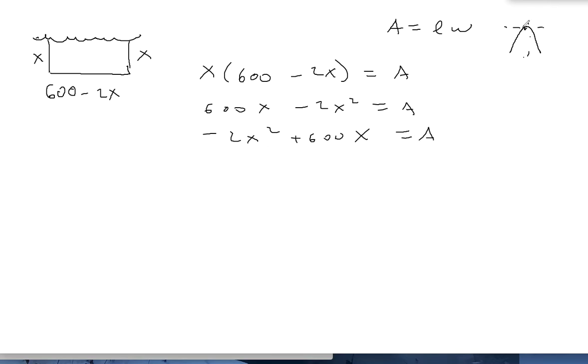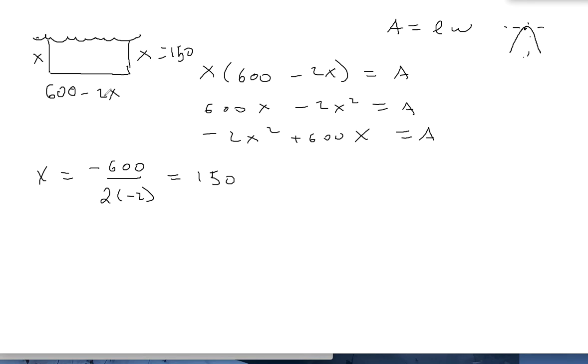And we want to find the vertex, and so it came out a negative x squared, so that's an upside down parabola. So we'll do, remember our x-coordinate is negative b over 2a. I think that's probably the easiest way to do this. So we do negative b would be negative 600 over 2a, so that's 2 times negative 2. Negatives cancel, 4 goes into 600 150 times. So that would be the short side.